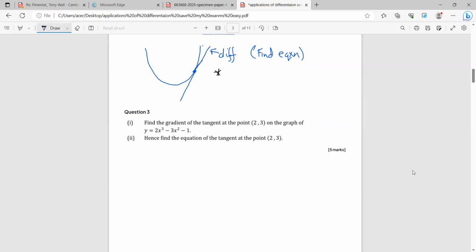So the first step is to differentiate. And then the second step is to find the gradient. For you to find the gradient, you do substitution. You will be given a point, so you just substitute the given x value into that function and you get the gradient. So I just write use substitution.